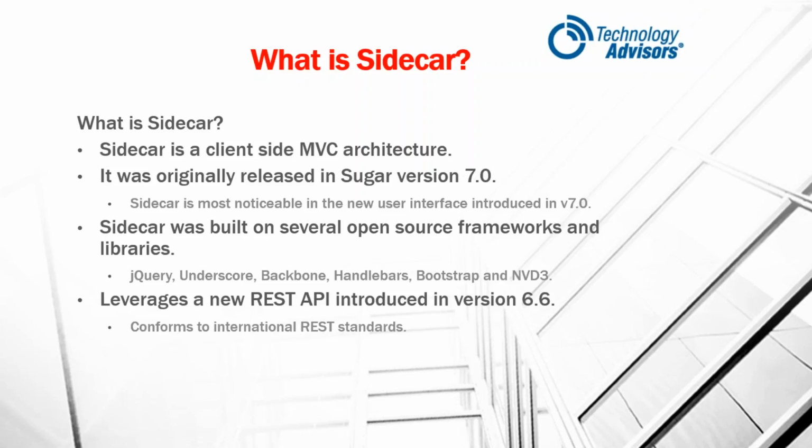Because Sugar is now client-side, everything is running on your local laptop or desktop or the browser. Within the browser, Internet Explorer, Chrome, Firefox, Safari, etc. So that browser program is now talking back to the Sugar server via the REST API, which was introduced in version 6.6. This REST API is greatly improved over the last two APIs Sugar had, and it conforms to international REST standards, which makes it very easy to integrate with, and we'll see some of those potential integrations in a little bit.